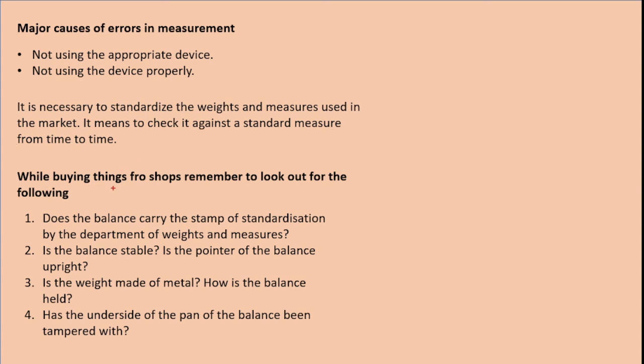While buying things from shop, remember to look out for the following. Does the balance carry the stamp of standardization by the Department of Weights and Measures? Is the balance stable? Is the pointer of the balance upright? Is the weight made of metal? How is the balance held? Has the underside of the pan of the balance been tampered with?